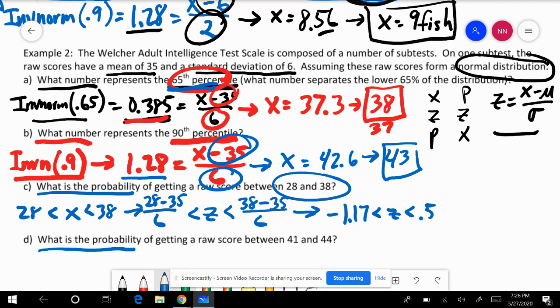I'm going to use the normal CDF. I'm going to put my least value, then my greatest value, and I'm going to come up with my probability. So normal CDF, negative 1.17, comma 0.5. And that right there is going to give me a probability of 0.570.